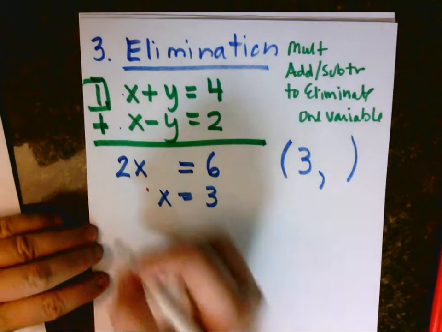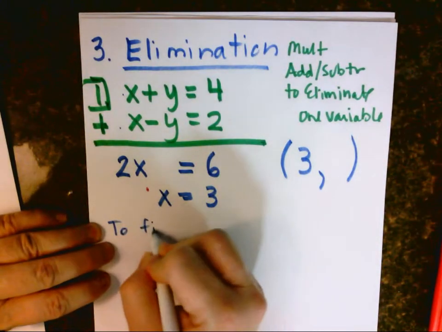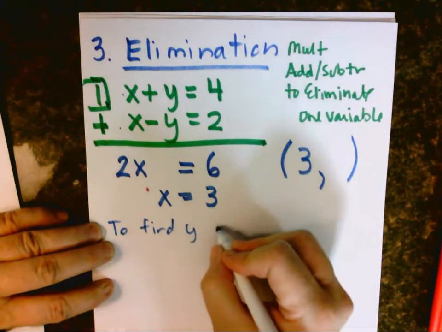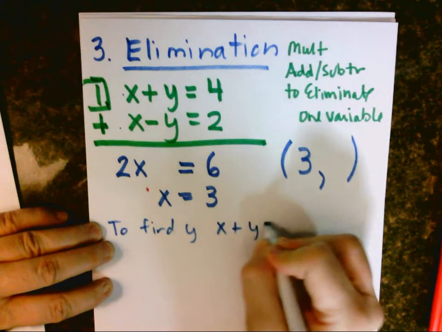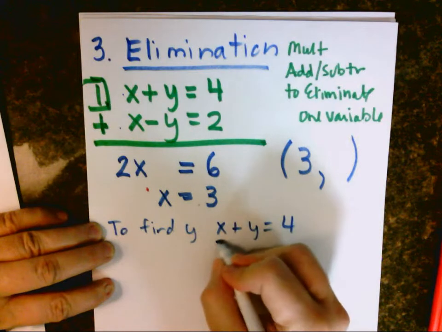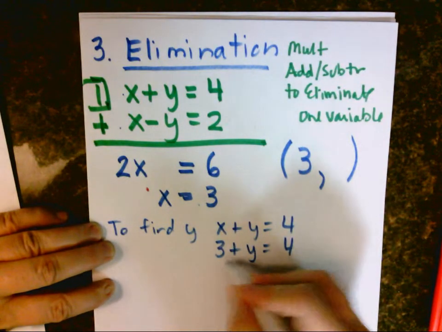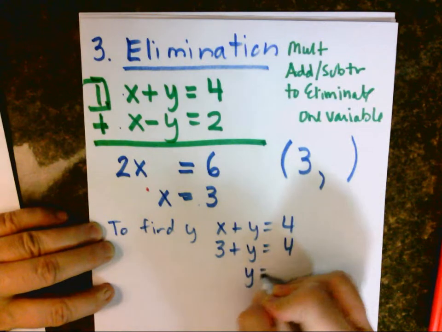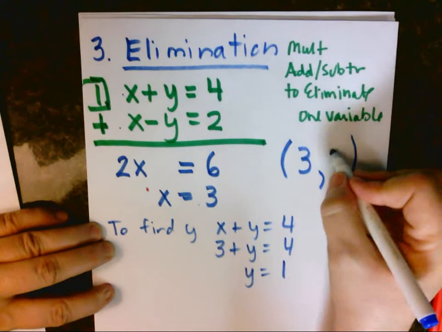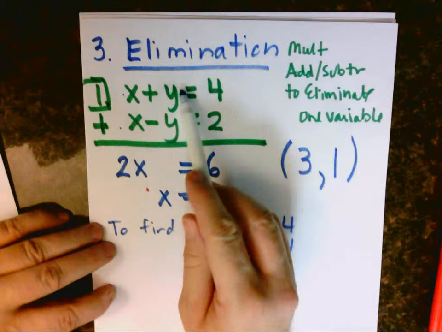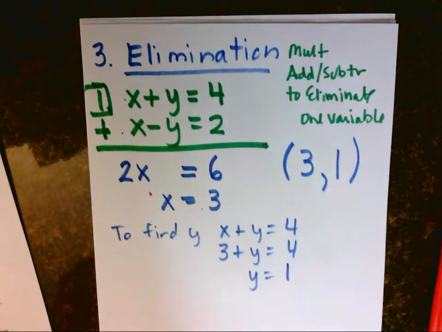Now to find out Y, we're going to pick either one of these and we're going to let X be 3, because that's what it is in this problem, okay? So subtract 3, subtract 3, and Y is 1. So these two lines cross at the point (3, 1).